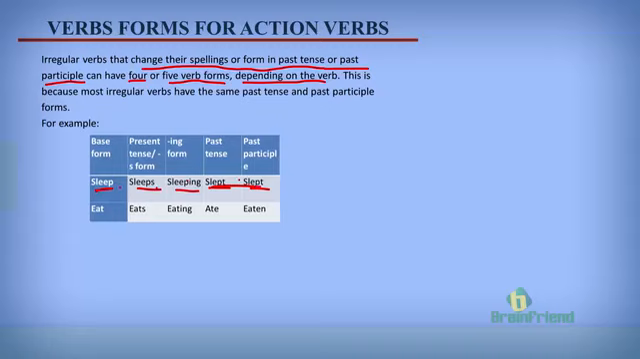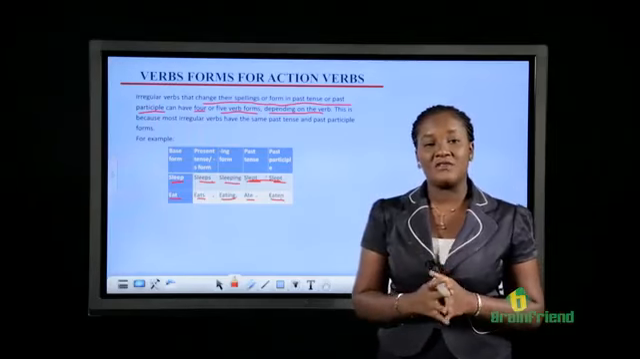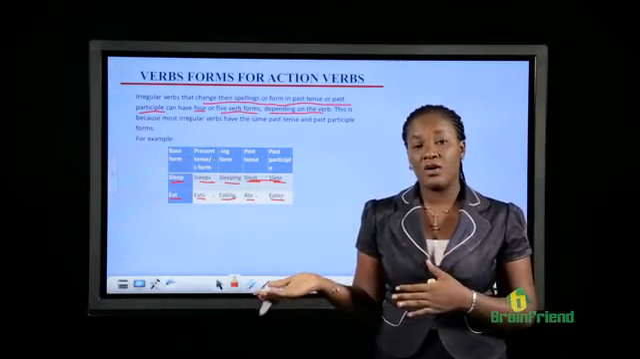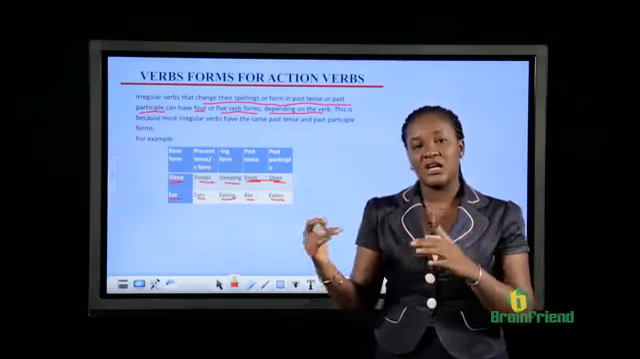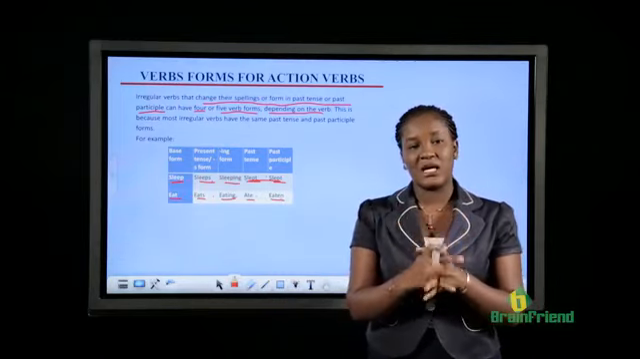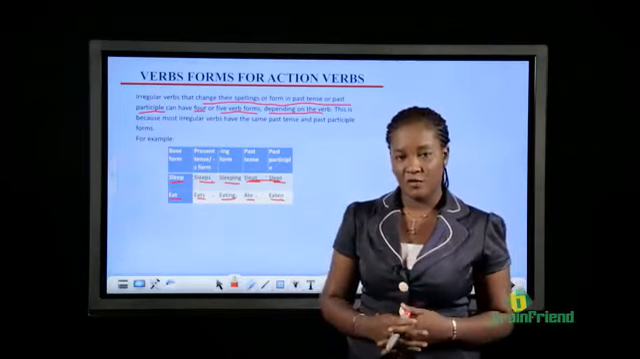While the verb eat has 5. Base form, eat. Present tense form, eats. Ing form, eating. Past tense form, ate. And past participle form, eaten. So the verb eat has 5 verb forms. So we've said that most irregular verbs can have 4 verb forms, while some others can change in 5 places, hence making it 5 verb forms.